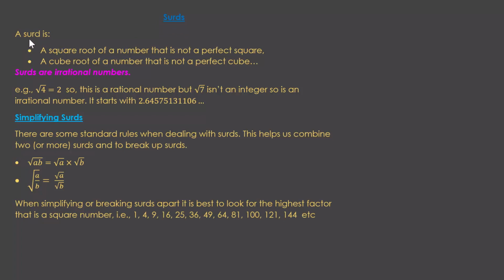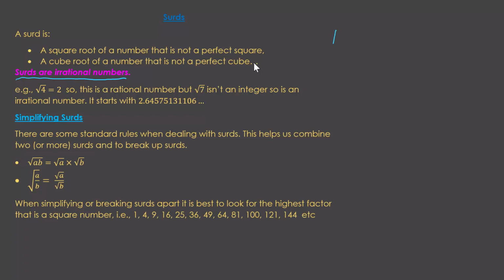Surds. A surd is a square root of a number that is not a perfect square, a cube root of a number that is not a perfect cube, and so on. So the fourth root of a number that's not a perfect fourth power, and so on. Surds are irrational numbers. Now, let's just explain this further.